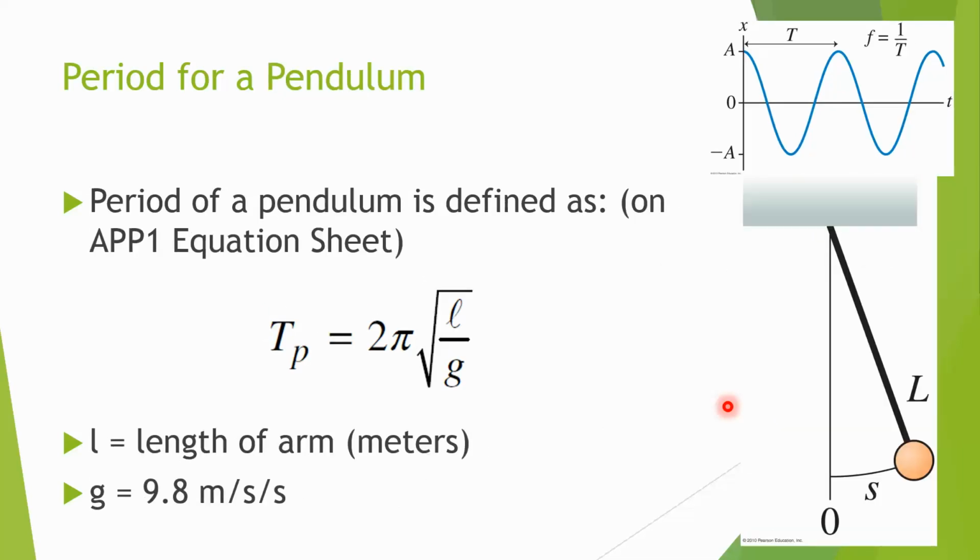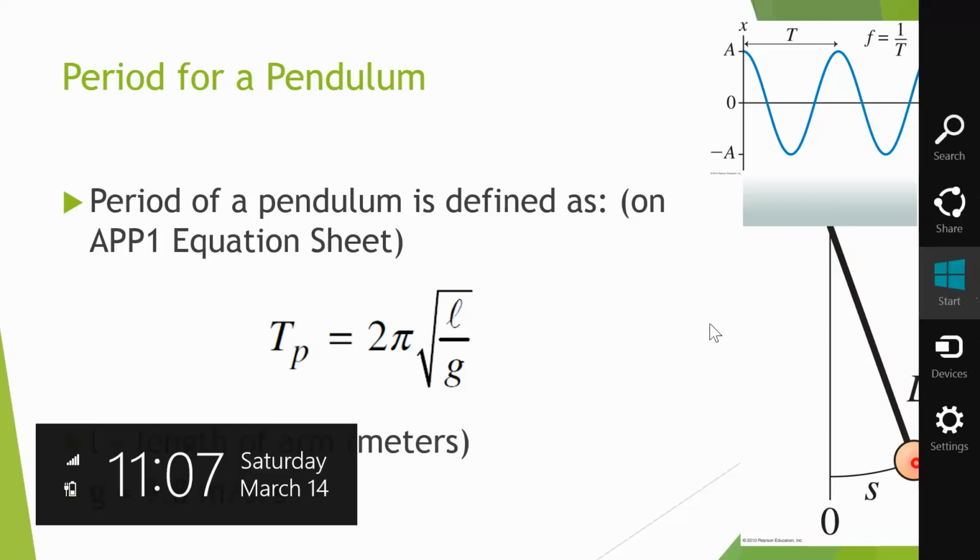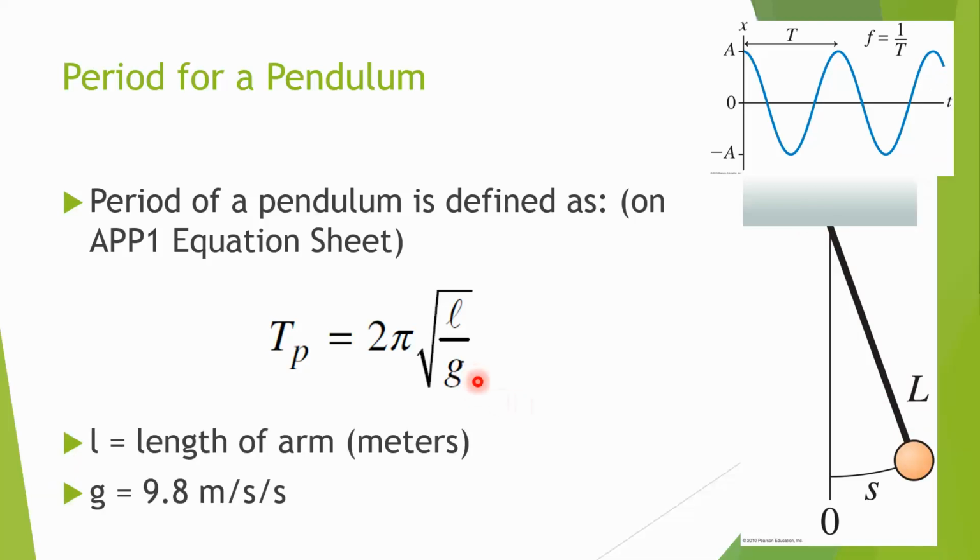We can also find the period of a pendulum, which is on the equation sheet, and it's written with subscript p, and it's equal to 2 times pi times the square root of L over g. Now L is this L. It's written as a capital L in this picture, but it's the length of the pendulum arm, because the length of the arm does influence the period, over g, which is our gravity, 9.8 meters per second squared.